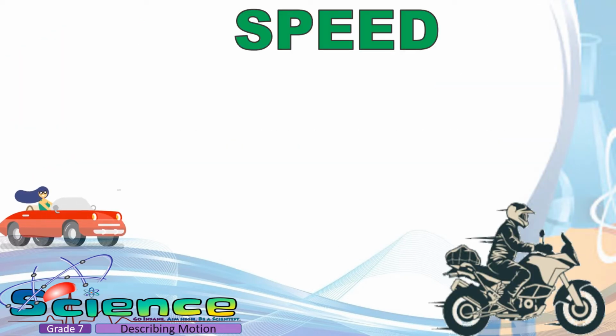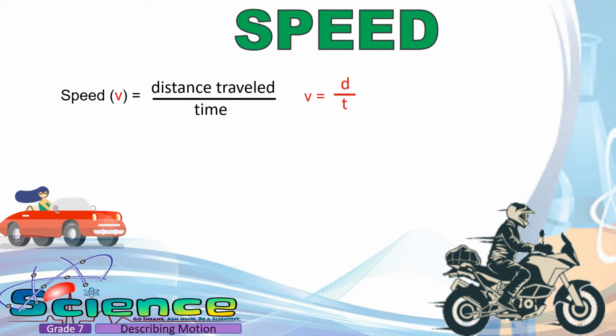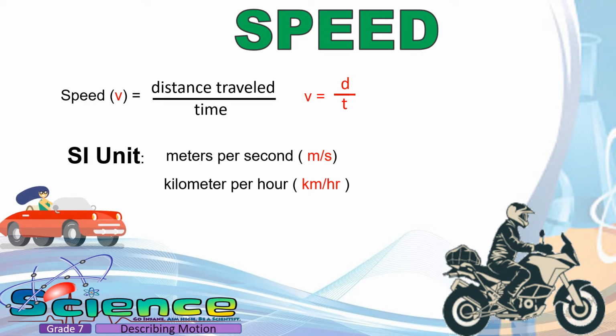Speed is expressed mathematically as distance traveled divided by time. The SI unit for speed is meter per second. We can also express speed in terms of kilometers per hour and miles per hour.